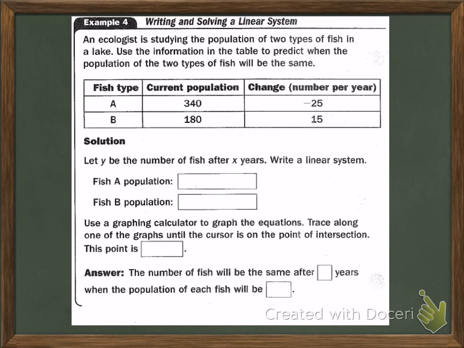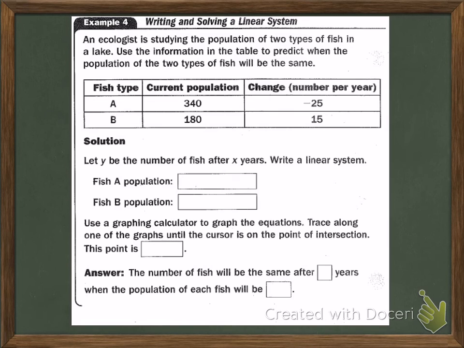In example 4, we're going to apply what we know about systems to a word problem. An ecologist is studying the population of 2 types of fish in a lake. We want to use the information in the table to predict when the population of the 2 types of fish will be the same. That's the meeting point of the 2 equations, the ordered pair where the 2 lines would meet.